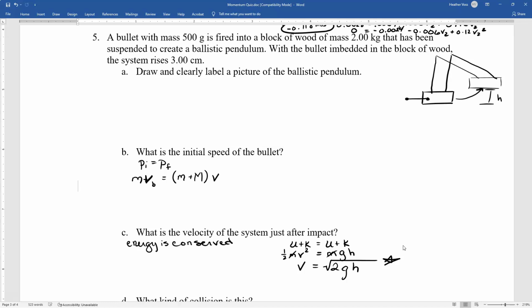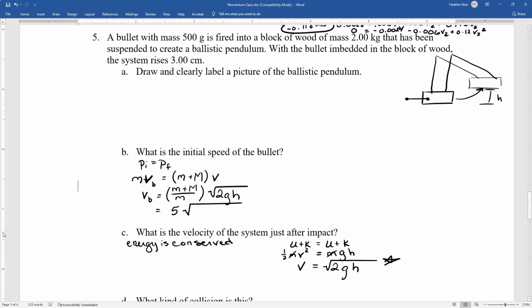Well, the velocity after we just said was the square root of 2gh. So that means the velocity before is going to be the mass of the bullet plus the mass of the big block over the mass of the bullet times the square root of 2gh. So I know I've got 2 kilograms, I've got 500 grams, so 0.5 kilograms. I'm going to divide that by 0.5 kilograms. So this is going to be 5.